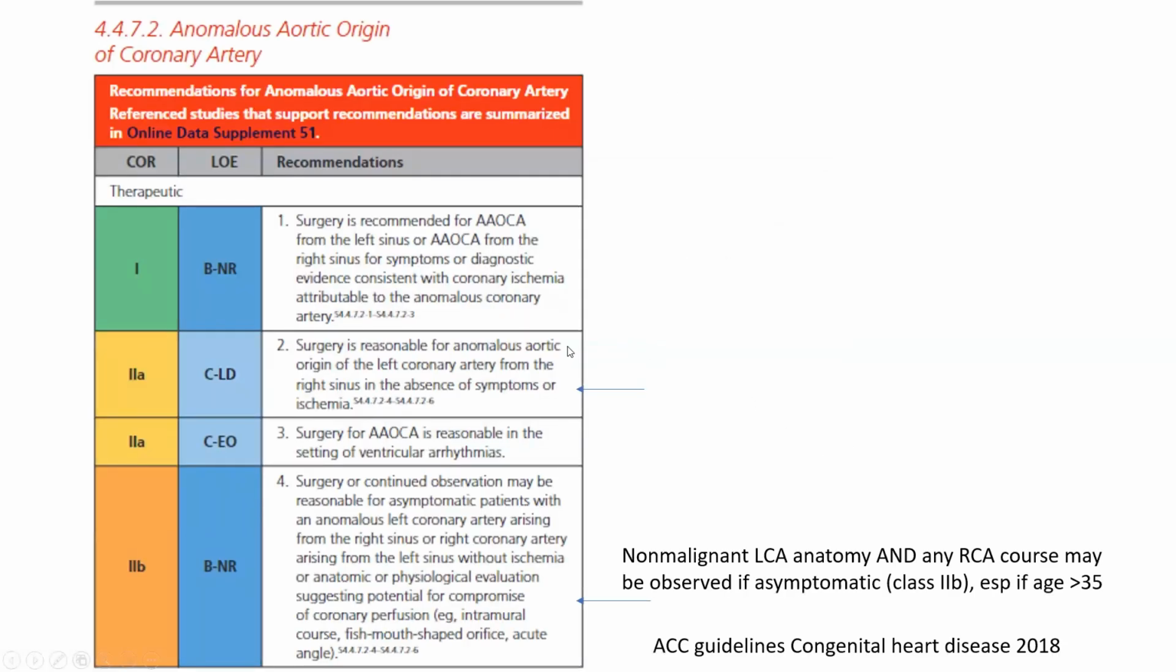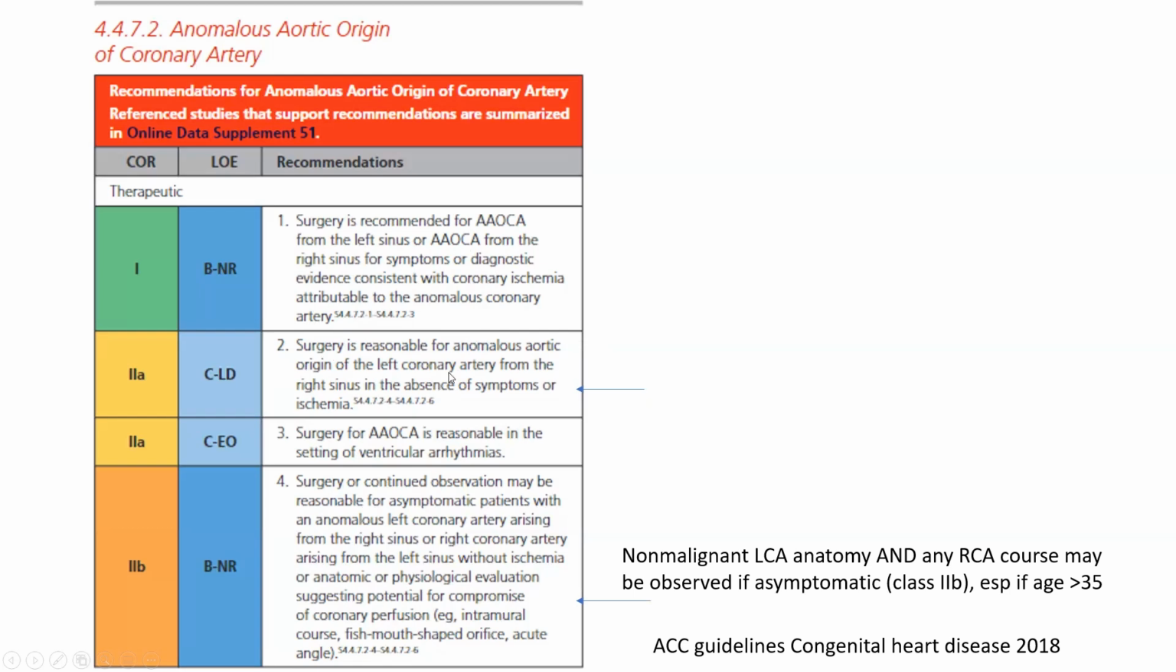Guidelines give a class 1 recommendation for surgical correction of anomalous left or right coronary origin if you have typical exertional angina. Be careful here: they have to be typical symptoms, not any dyspnea or fatigue or any atypical chest pain at rest. It has to be typical exertional angina relieved with rest. So they give a class 1 for that, or for a typical exertional stress test, not vasodilator stress, with ischemia.